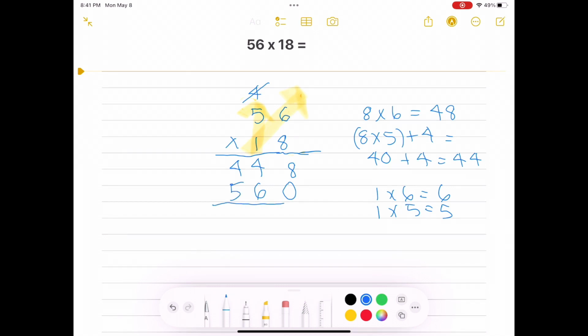And we add all those 3 columns of numbers together, starting with the ones column. 8 plus 0 equals 8. 4 plus 6 equals 10. Write down the 0, carry the 1. And then 1 plus 4 plus 5 equals 10. Write down 10. Count over 3 digits, put a comma.